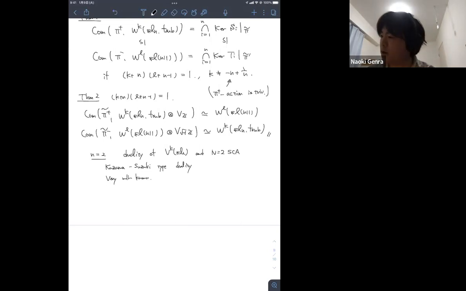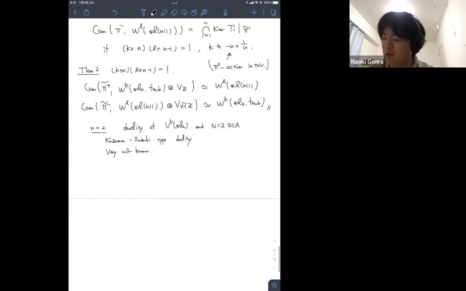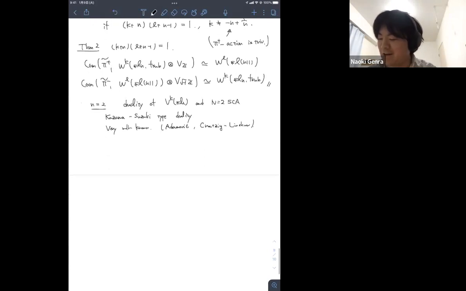Lots of people study this case. The first proof is due to Adamovic, maybe. And the universal case may be proved by Creutzig and Ridout. In the mathematical context, I don't remember the name in physics, I'm very sorry.